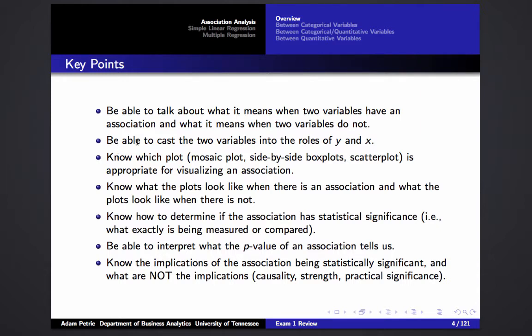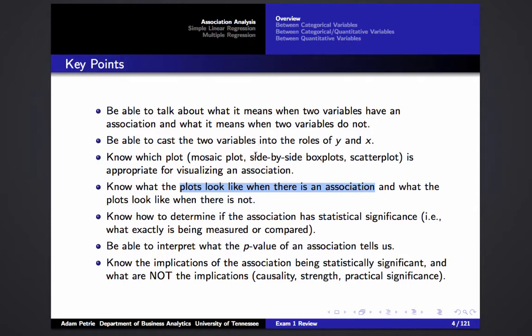So the key points that you want to be able to make sure you're comfortable with is talking about what it means for two variables to have an association, what it means when two variables do not, and be able to do all aspects of the analysis of the association, being able to cast the two variables into the roles of y and x based on the context of the problem, being able to visualize and know which plot you need to look at depending on the types of variables involved, if they're categorical or quantitative, and then be able to look at the plots and gauge whether or not there looks to be a strong or interesting association.